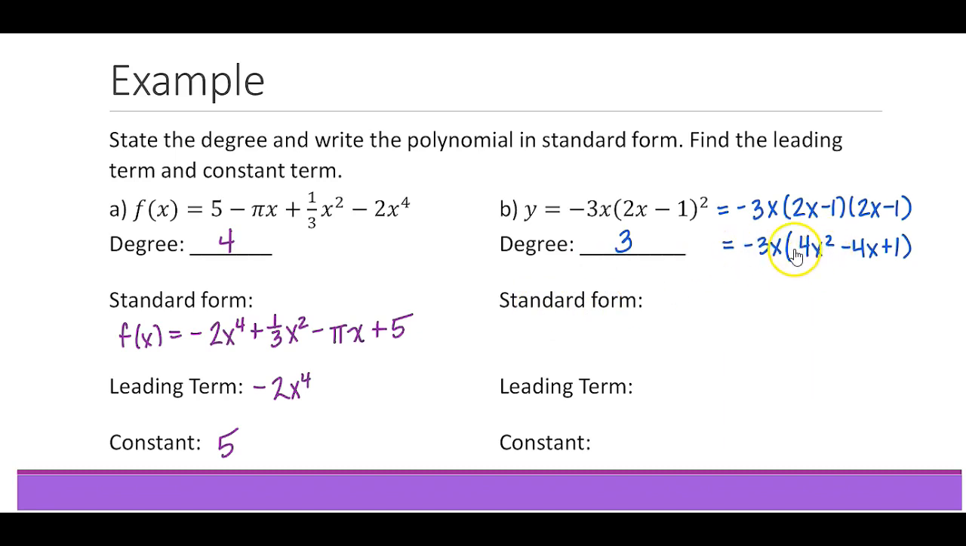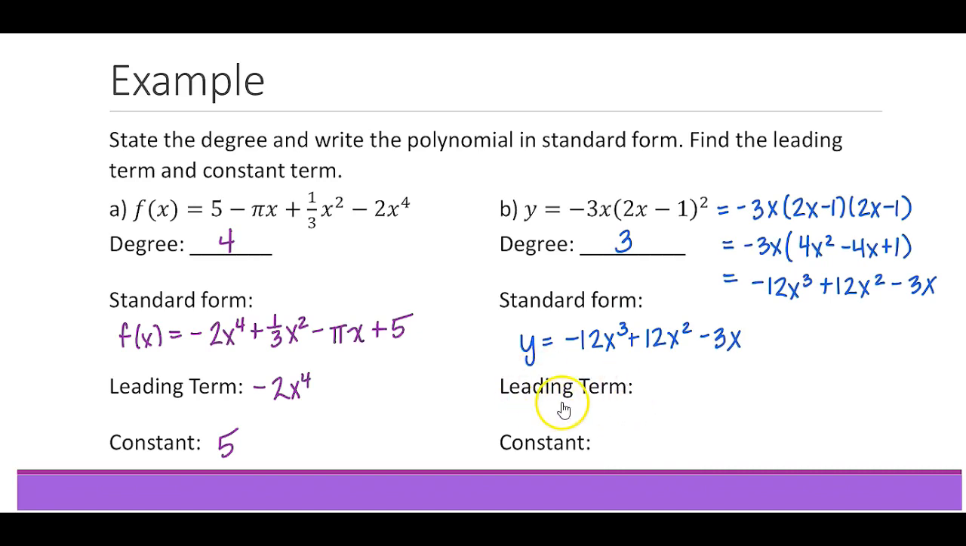And we will finish distributing in the negative 3x because we do want standard form of this polynomial. So we're going to have negative 12x cubed plus 12x squared minus 3x. So that would be our standard form, writing our terms in descending power order.